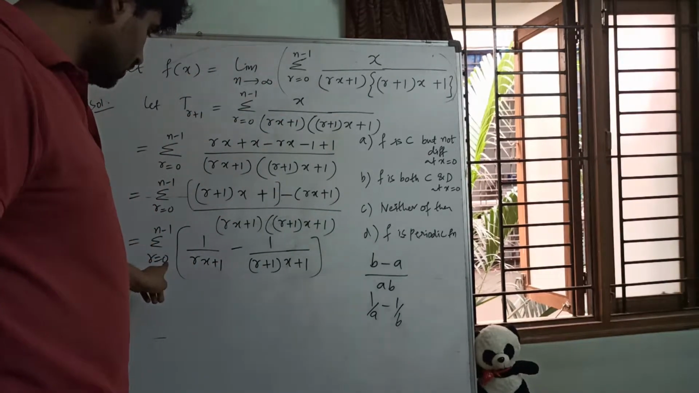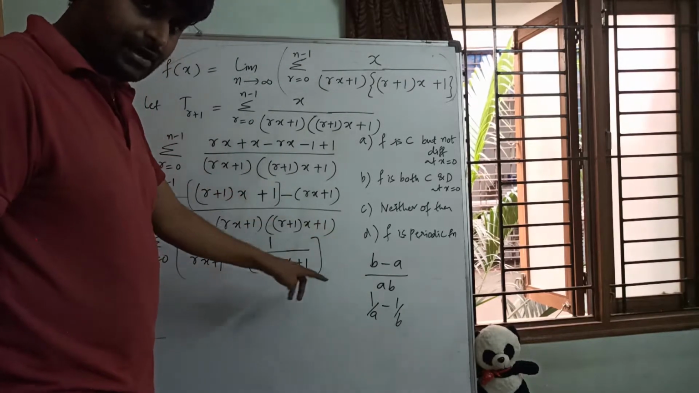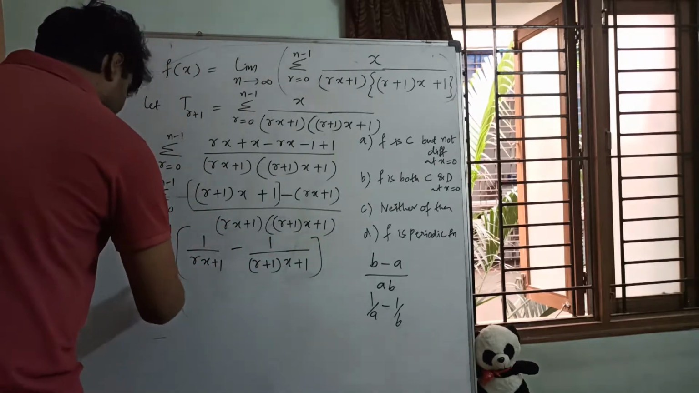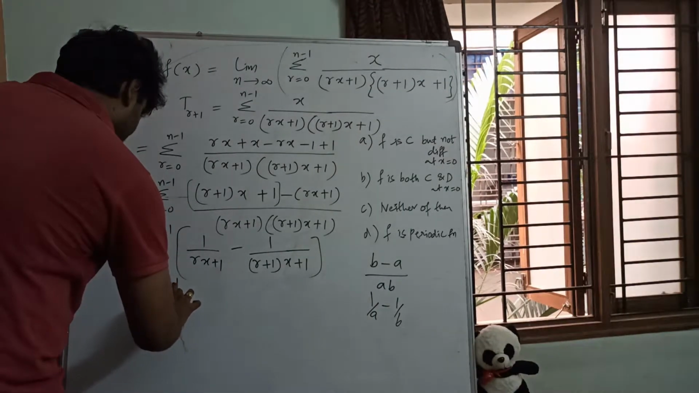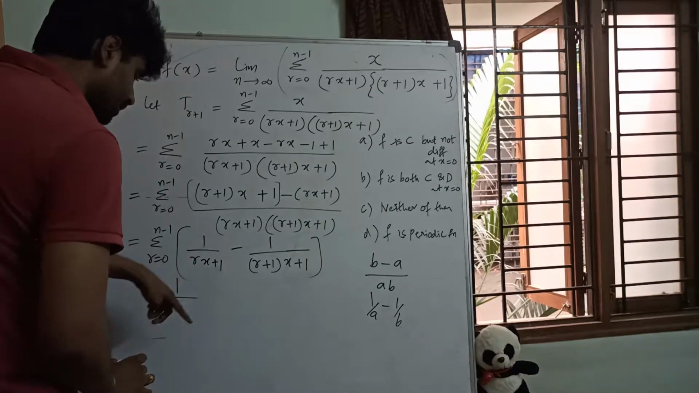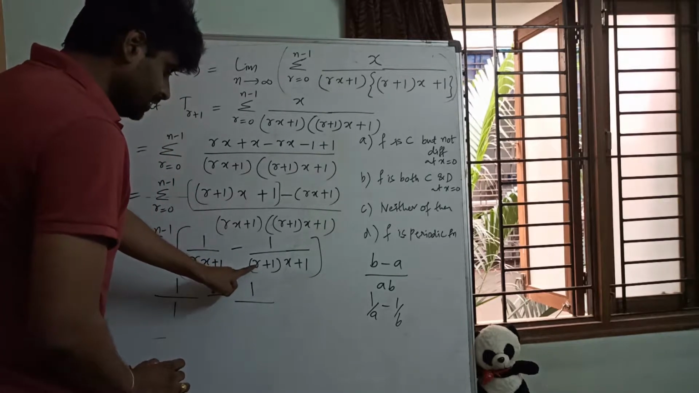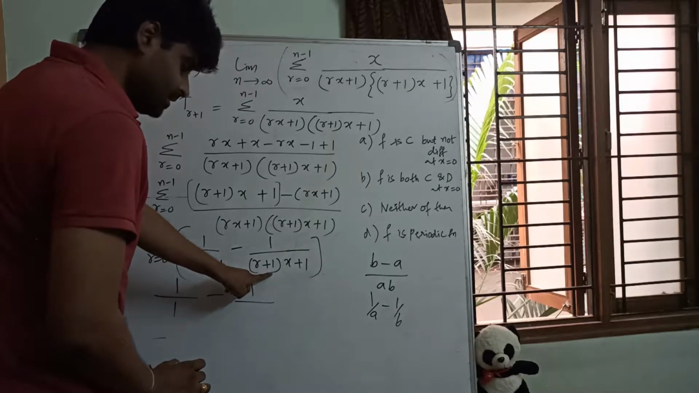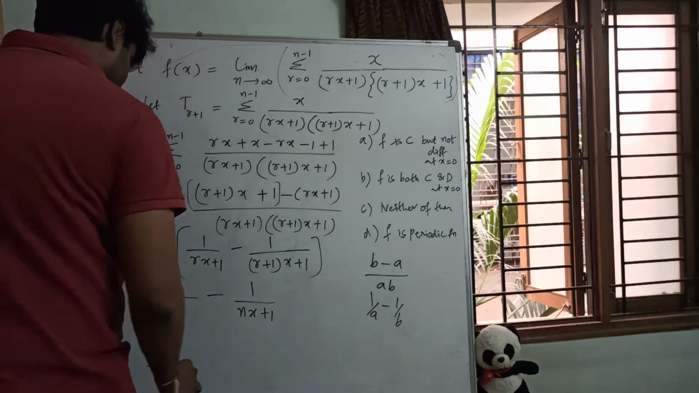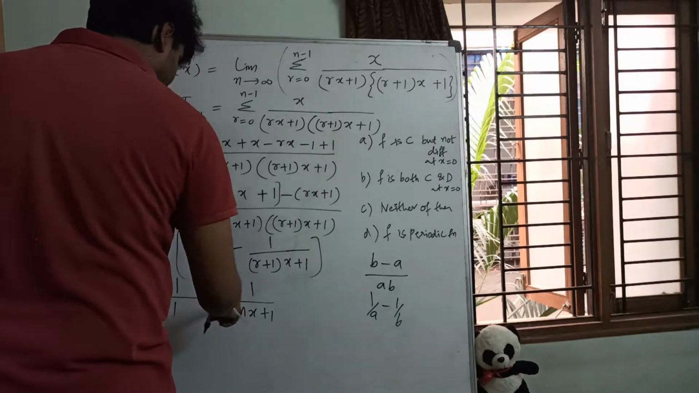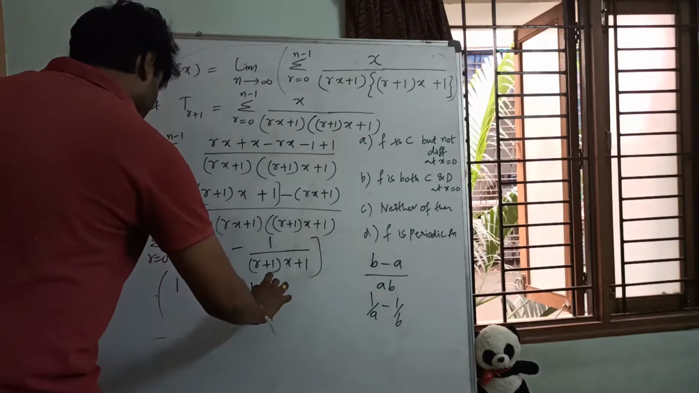So now if you substitute r equal to 0, 1, 2, 3, all the middle terms will be cancelled. We are left with first term and last term. For the first term substitute 0, for the last term substitute n minus 1. So 1 by r into 0, 0 plus 1, 1, 1 by 1, minus 1 by, if you substitute n minus 1 here, n minus 1 plus 1, 1 cancels, nx plus 1. So this is the expression I got. That means 1 minus 1 by nx plus 1 we can write.